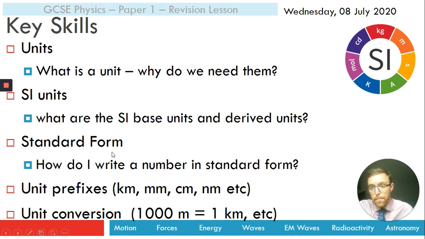Standard form. How do I write a number in standard form? Remember, standard form is that thing which is a number between 1 and 10 multiplied by 10 to the power of something. Unit prefixes: kilometers, millimeters, centimeters, nanometers, etc. What does kilo, nano, pico, micro mean for unit prefixes? And then converting units. So, for example, 1,000 meters is equal to 1 kilometer.